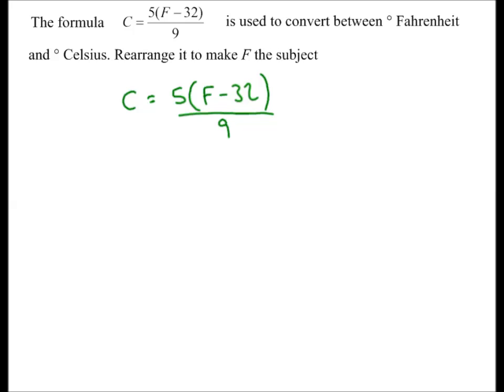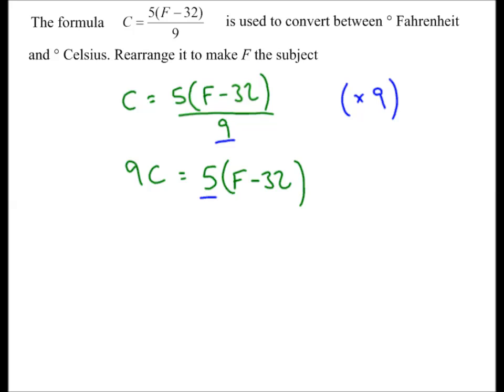So let's have a go at this. The first thing I need to get rid of is the divide by 9. So I'm going to times by 9 on both sides. That gives me 9C equals 5(F minus 32).